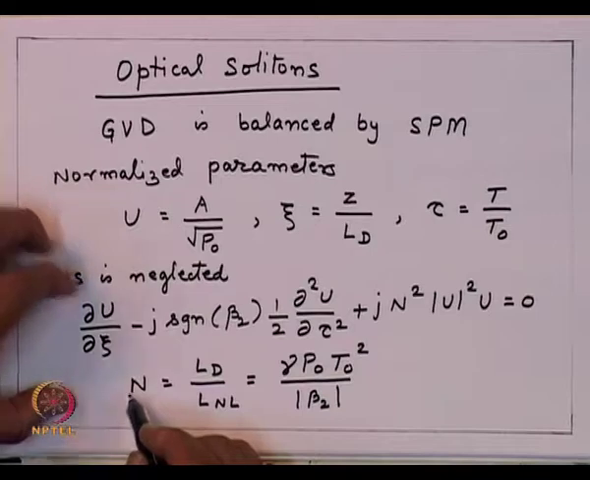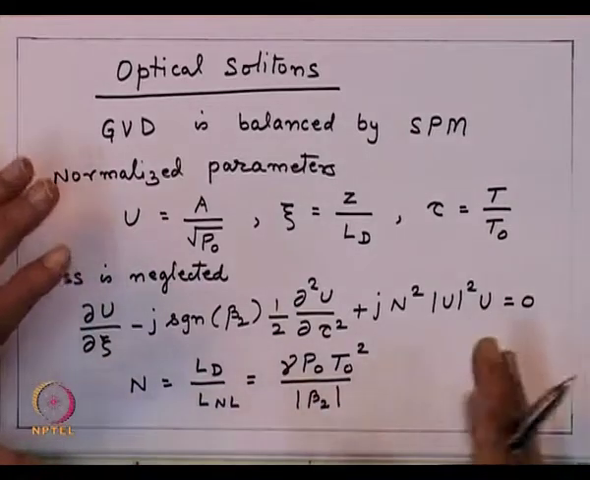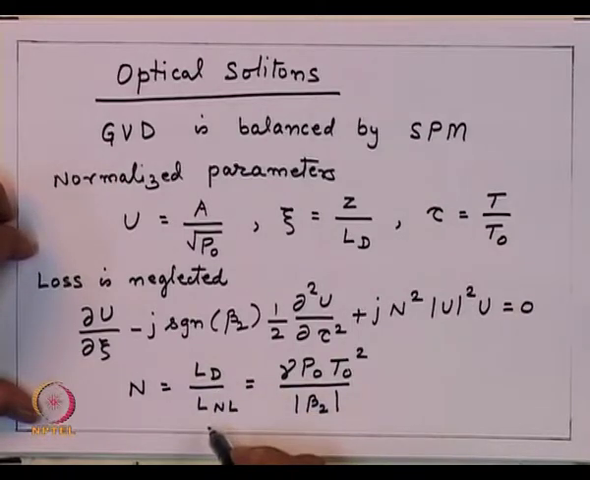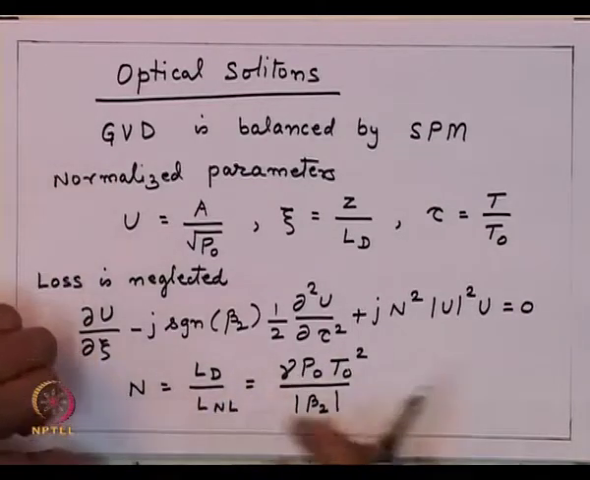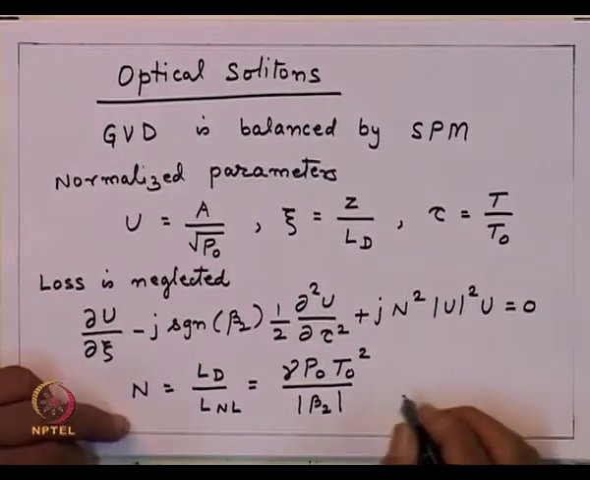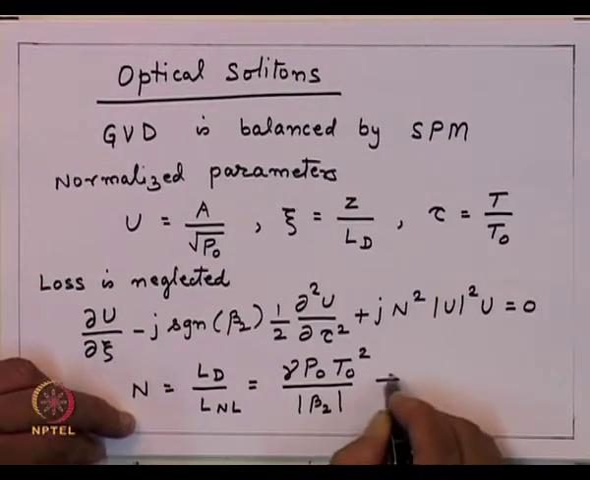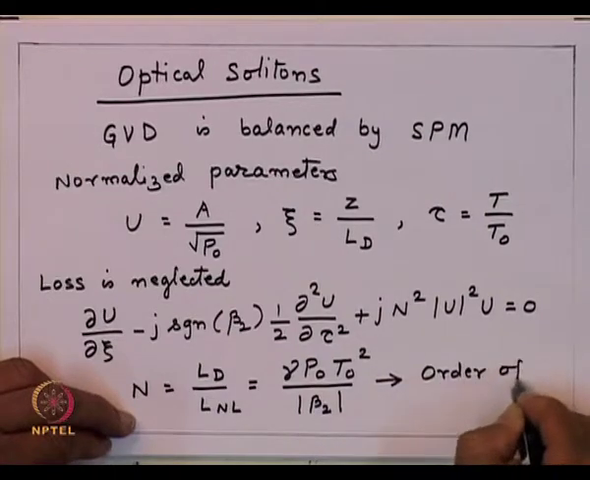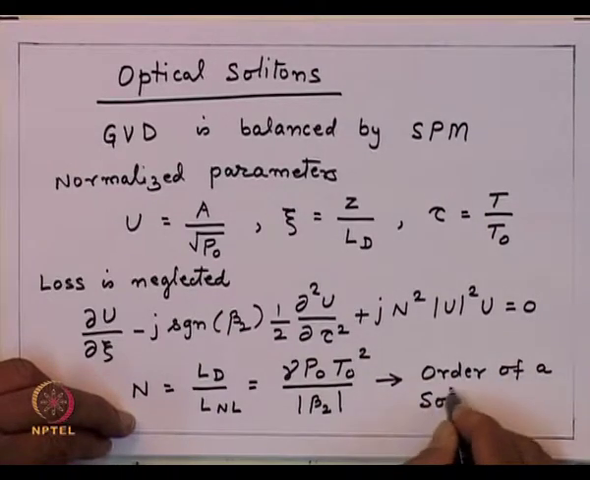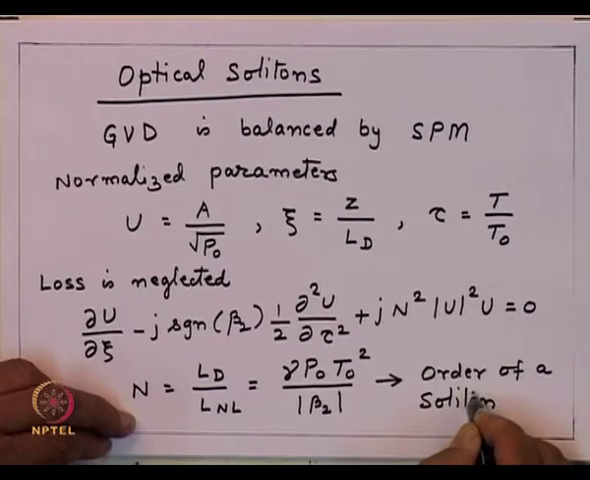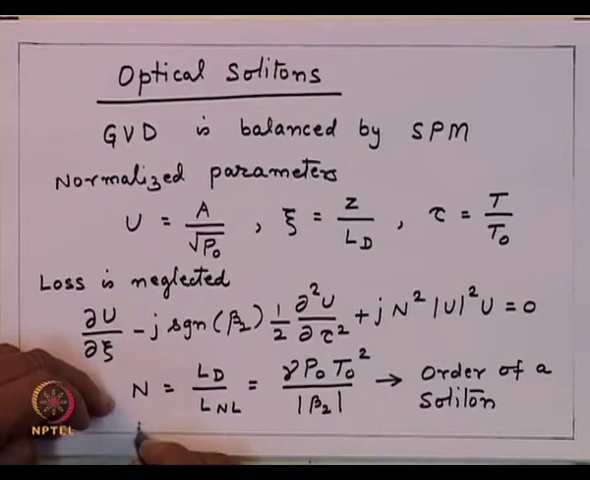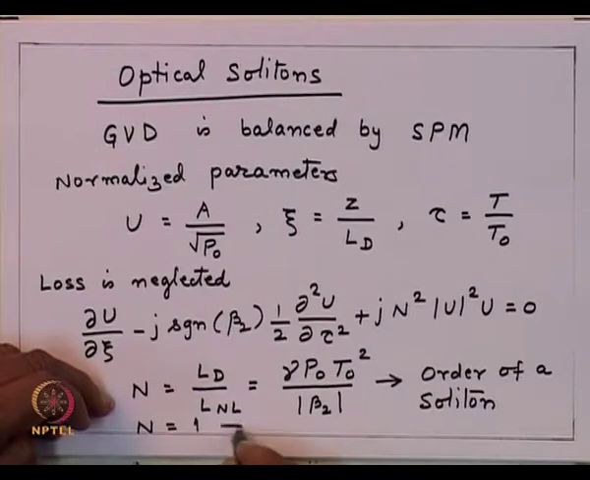This quantity N now is what is called the order of a soliton, and when L D is equal to L NL, that time this N is equal to 1, and we call that as the fundamental soliton. So, this quantity is what is called order of a soliton. So, N equal to 1 gives you fundamental soliton.